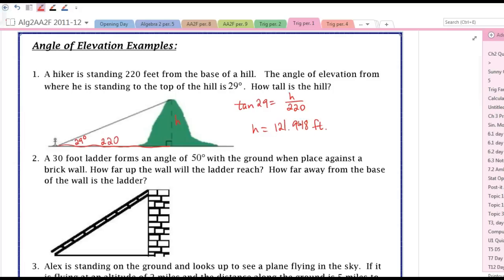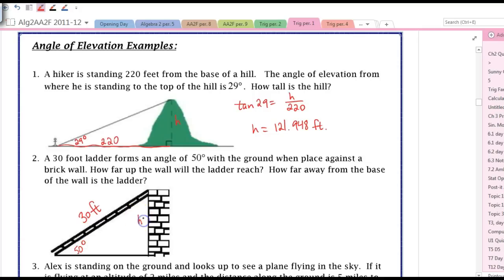So now we have a 30-foot ladder forming an angle of 50 degrees with the ground when it's placed against a brick wall. So how far up the wall will the ladder reach? How far away from the base of the wall is the ladder? So we got a 30-foot ladder. That's this guy. And how long the ladder is forms an angle of 50 degrees with the ground when placed against the wall. How far up the wall is it going?